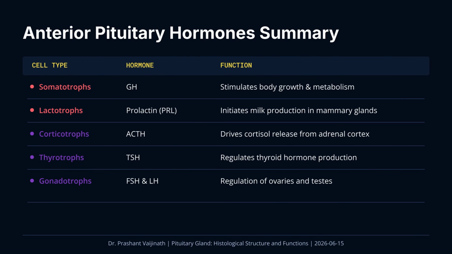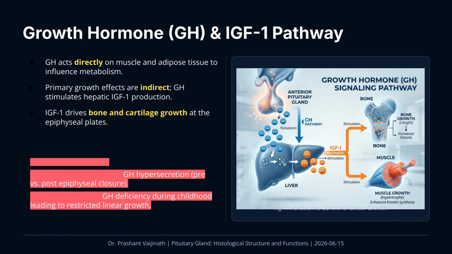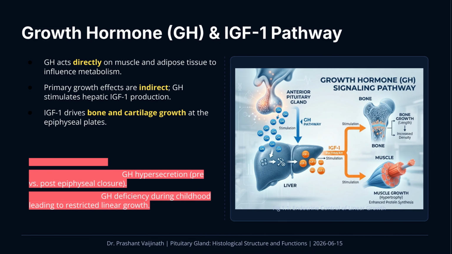The anterior pituitary secretes 6 main hormones. These include GH, prolactin, ACTH, TSH, FSH, and LH, each produced by specific cell types like somatotrophs, lactotrophs, corticotrophs, thyrotrophs, and gonadotrophs. Growth hormone acts directly on muscle and adipose tissue to influence metabolism. Its primary growth effects are indirect, stimulating the liver to produce IGF-1, which drives bone and cartilage growth.